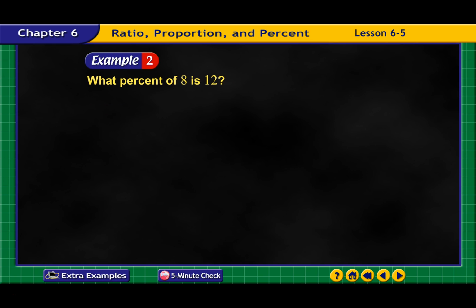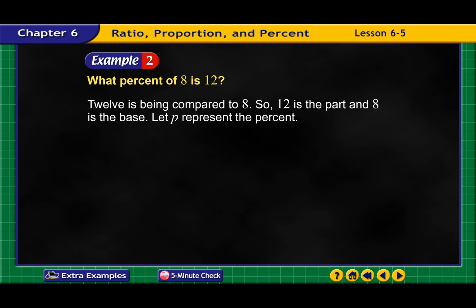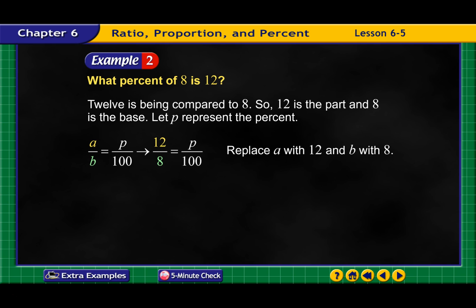What percent of 8 is 12? Example number 2. So 12 is being compared to 8. 12 is the part, and 8 is the base. Because 12 is bigger than 8, that means the percentage is going to be over 100%. And that's okay. So we replace A with 12, B with 8.